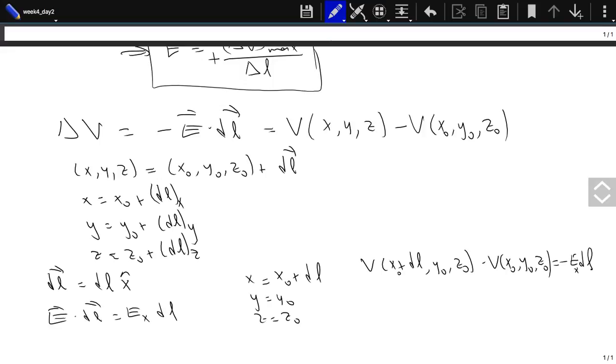So what I did, I said that this relation is true for every dl. I chose one particular one. And since this is true for every dl, it has to be true for this one also. But if it is true for this one, I just rewrote this expression. Now for this dl, y and z don't change, y0, z0. X is x0 plus dl here and x0 over here. So I'm just looking at 2 points along the x-axis, points that differ only by their x-coordinate, and I'm just looking at the potential difference. Well, I can just divide everywhere by dl.